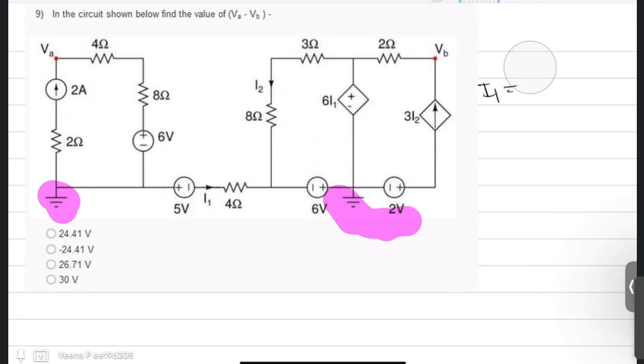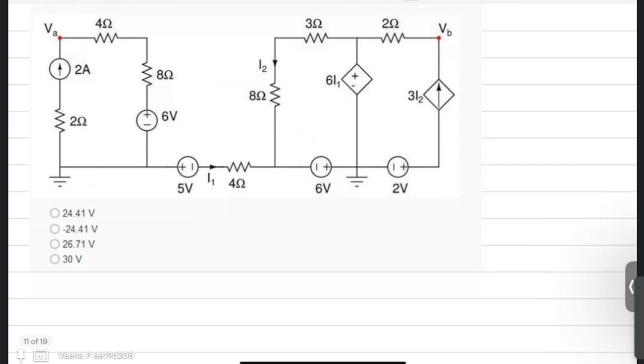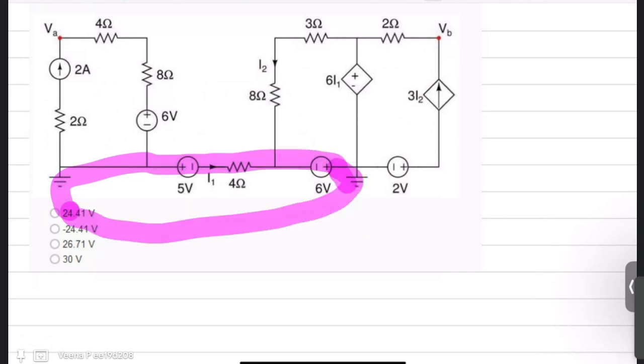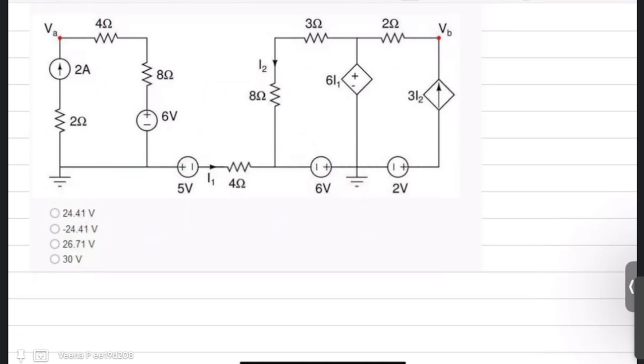But in this problem, there are two grounds. So a path like this can exist. So your I1 is not 0 is my point. May or may not be, but you cannot definitely say that it is 0. That means this exists, so you cannot remove it from the circuit. So having that knowledge in mind, let us solve for the system.